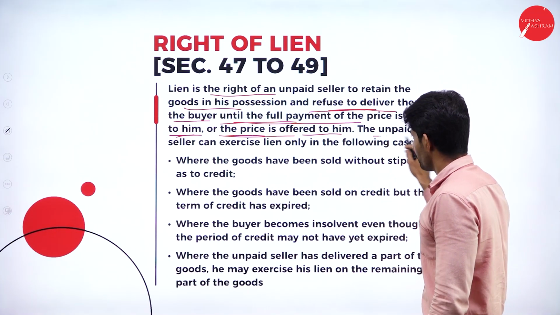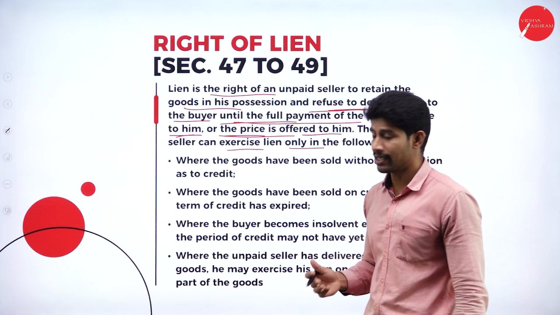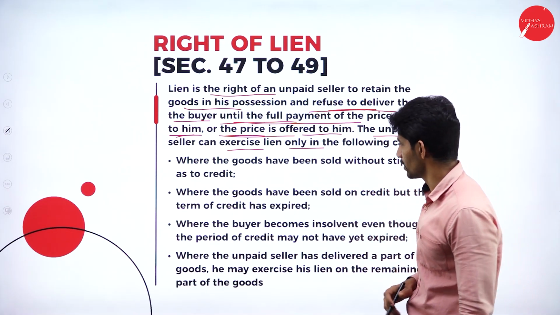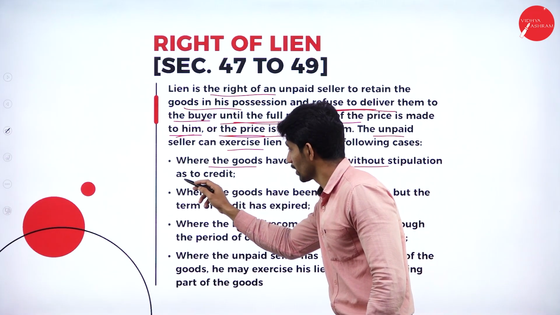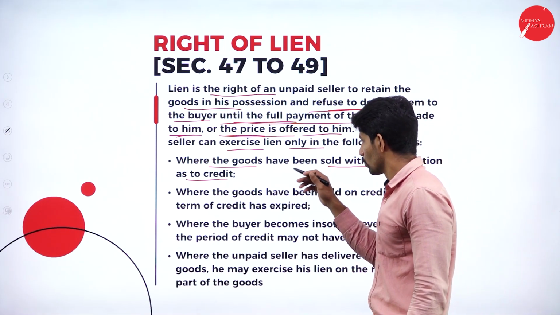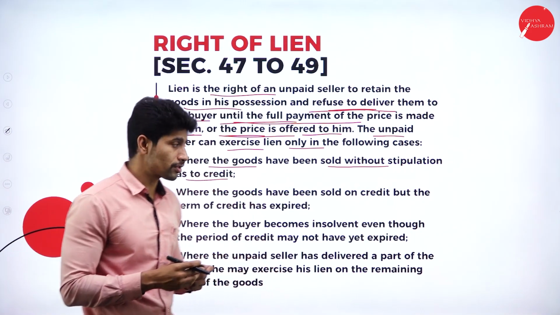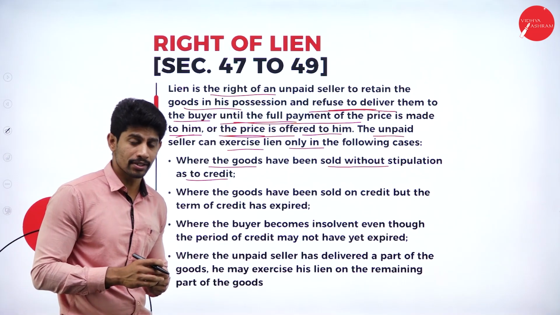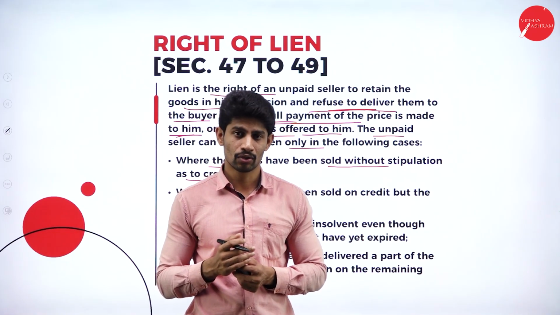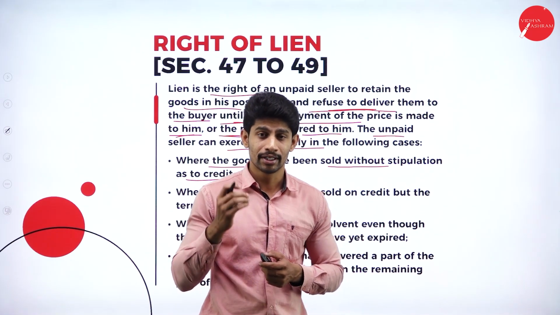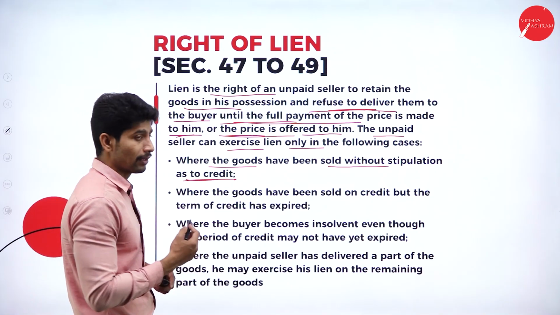So here the unpaid seller can exercise lien only in the following cases. The unpaid seller can exercise this right of lien only in a few cases. First, where the goods have been sold without stipulation as to credit. When the seller sold the goods without stipulation as to credit, that means if he had told the buyer that the goods can be sold on credit, then obviously you can't take back the goods or say that you cannot deliver. It should be without stipulation as to credit. Then only you can exercise the right of lien.